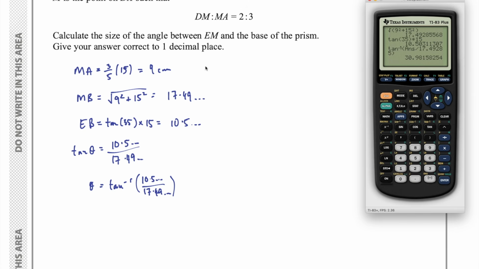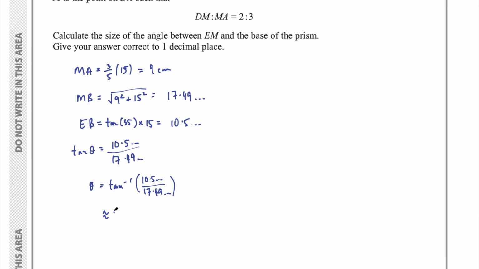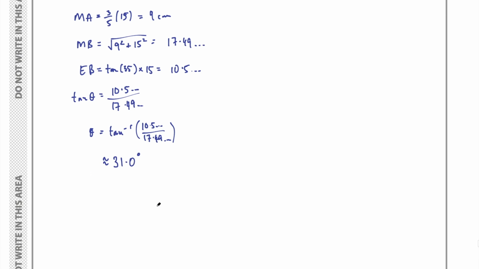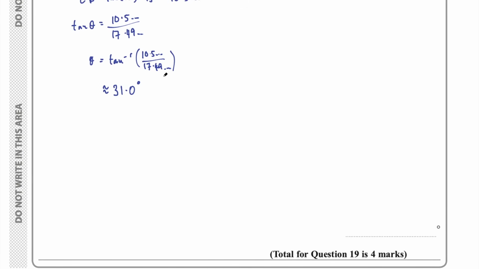And I get 30.98 and so on. And the question says give your answer correct to 1 decimal place. So if I was rounding this off to 1 decimal place, that 9 would round up to 10, so I'd actually need to carry 1 over. So this would be 31.0 rounded to 1 decimal place. So this is approximately 31.0, and that is in degrees. So also remember to include that 0 in your answer. If it says to 1 decimal place, whatever that decimal place is, include it in your answer, otherwise you won't get the full marks. So 31.0, that's my final answer for question 19 for 4 marks.